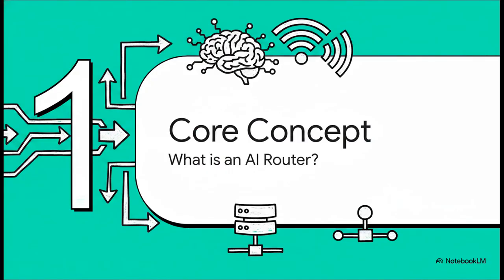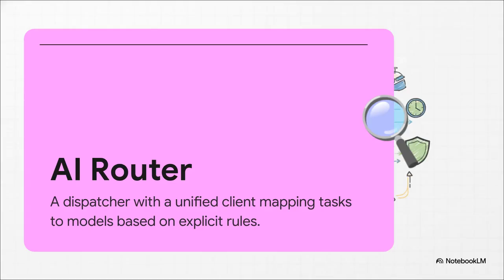All right, Section 1, the core concept. What exactly is an AI router? Simply put, an AI router is just a dispatcher with a unified client. Think of it like a really thin, highly controlled traffic cop. All it does is map an incoming task to a specific combination of an AI model and an access mode, and it does this based purely on explicit rules that you've written down. Then, it calls the target and returns the result, but crucially, it bundles that result with observability metadata so you know exactly what happened under the hood. It is not some overly complex, unmanageable black box. It's really just a lightweight dispatcher.